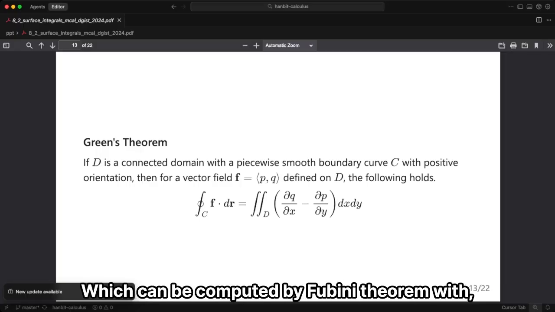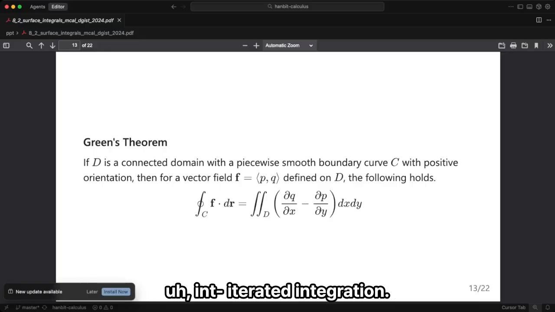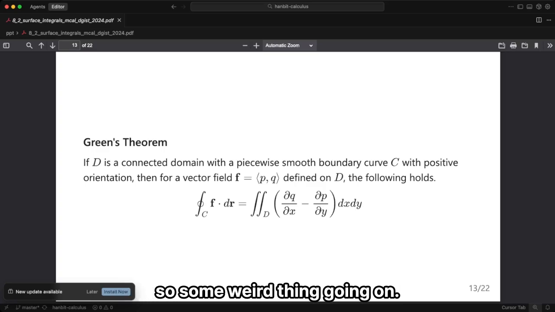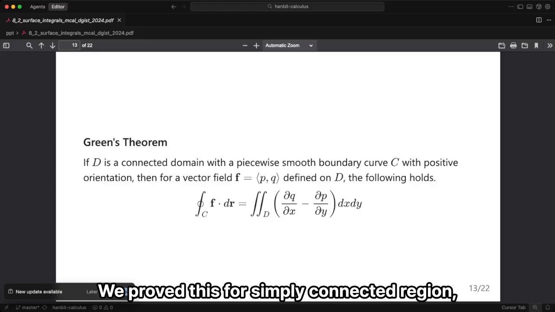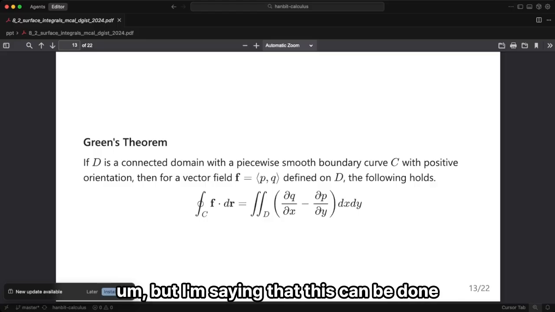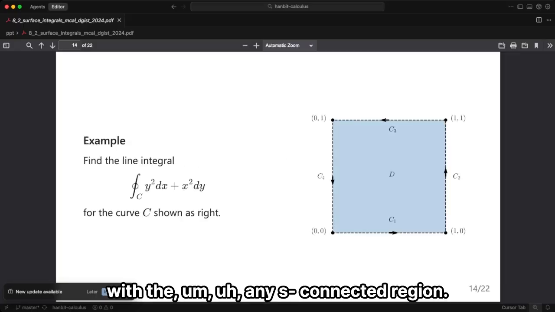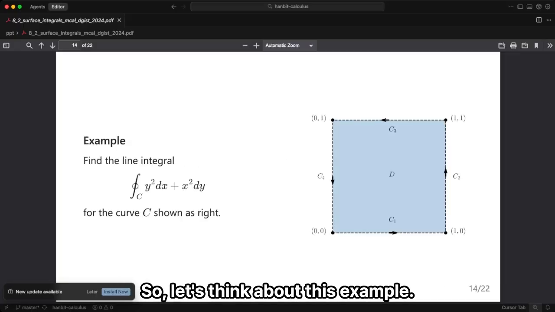Multiple integration, which can be computed by the Fubini theorem with iterated integration. But the integrand is not just P Q. It's Q_x minus P_y, some weird thing going on. So we actually proved this. We proved this for a simply connected region, but I'm saying that this can be done with any connected region. So let's think about this example.